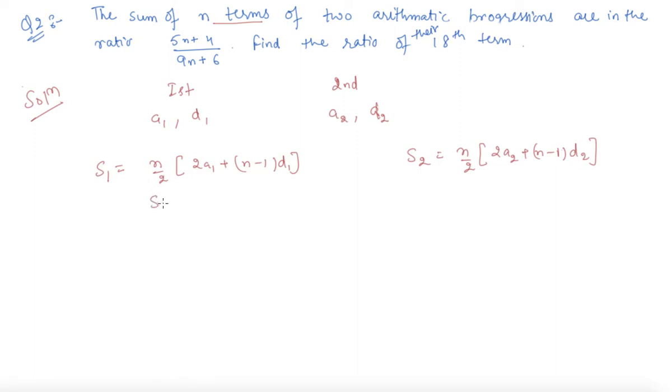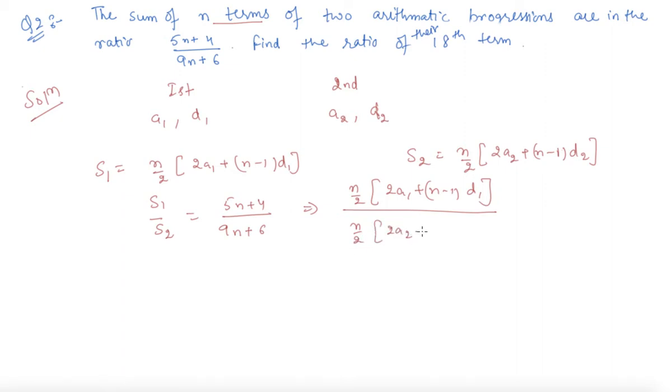We are given the ratio s1 by s2 as 5n plus 4 upon 9n plus 6, which means n by 2 into 2a1 plus n minus 1 times d1, upon n by 2 into 2a2 plus n minus 1 times d2. From here n by 2 and n by 2 get cancelled, and now we will cross multiply.